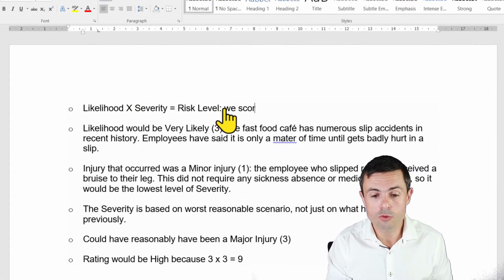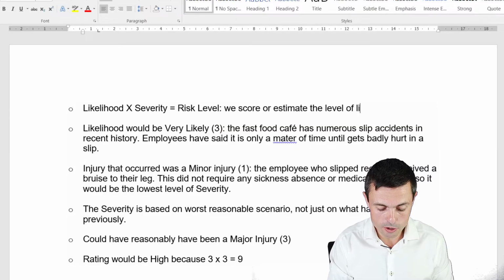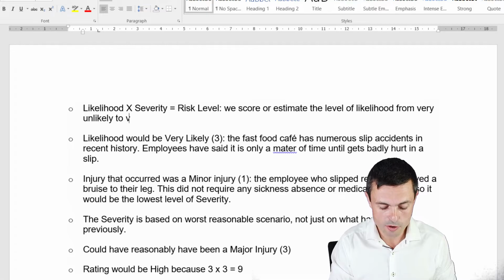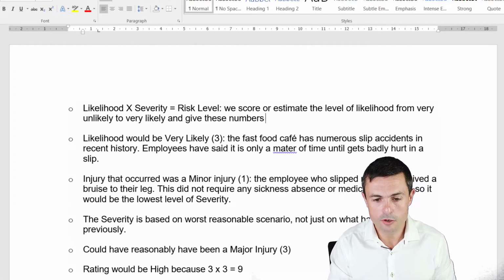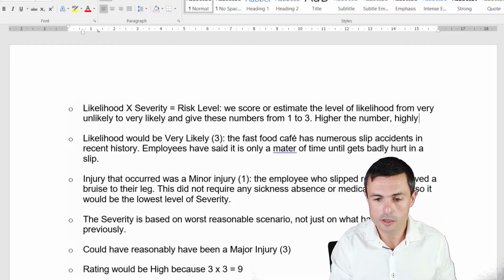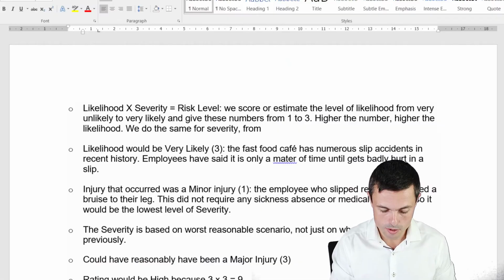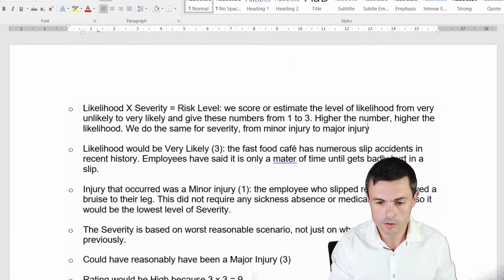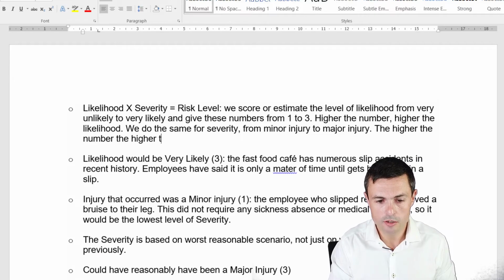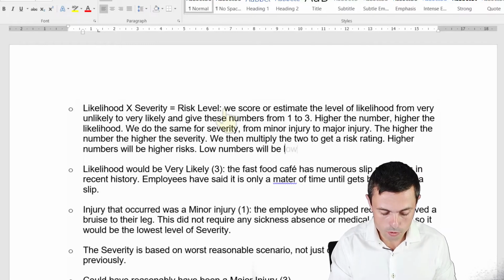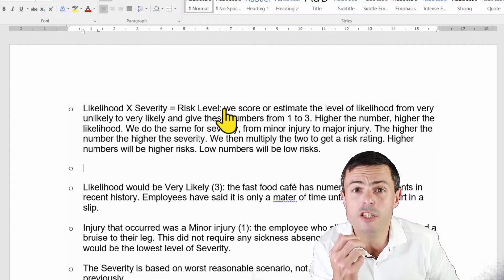we score or estimate the level of likelihood from very unlikely to very likely, and give these numbers from 1 to 3. The higher the number, the higher the likelihood. We do the same for severity, from minor injury to major injury. The higher the number, the higher the severity. We then multiply the two to get a risk rating. Higher numbers will be higher risks. Low numbers will be low risks.